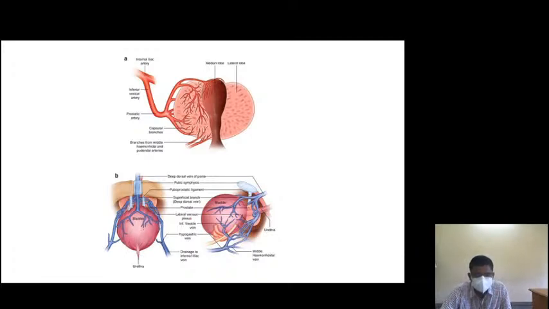All these veins, after collecting the venous blood, finally drain into the internal iliac vein. And all the arteries supplying the prostate come from the internal iliac artery. Here you are seeing the internal iliac vein.